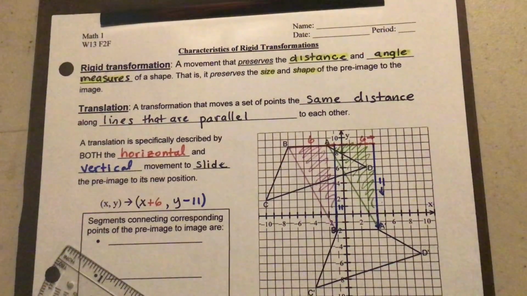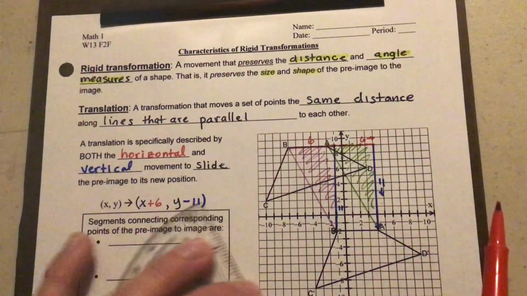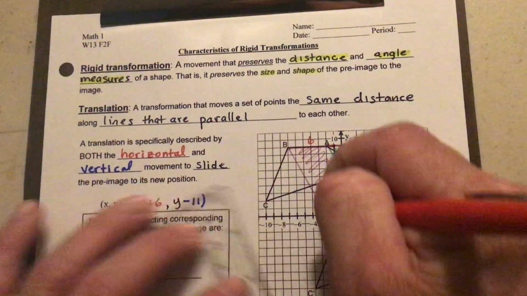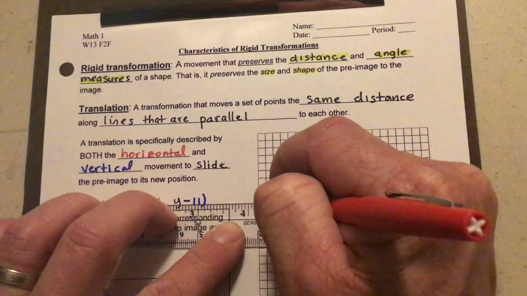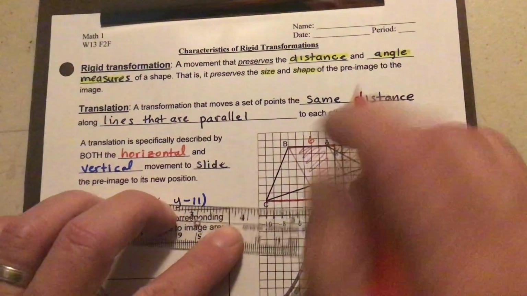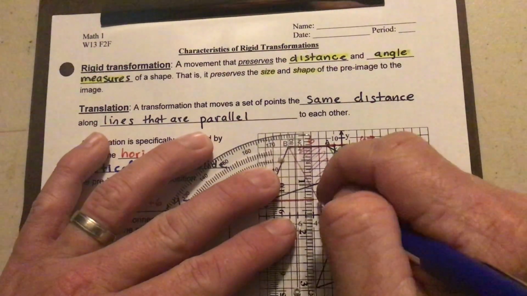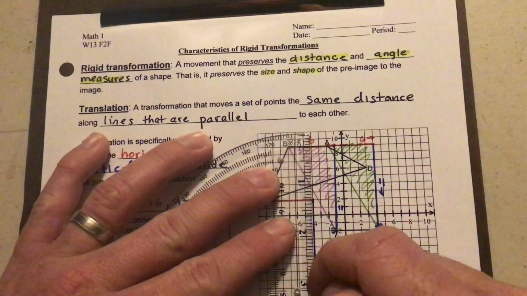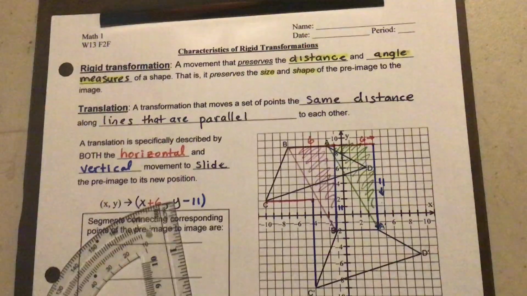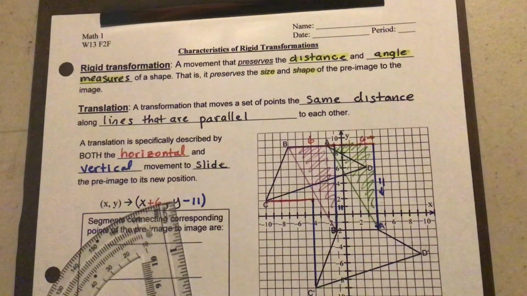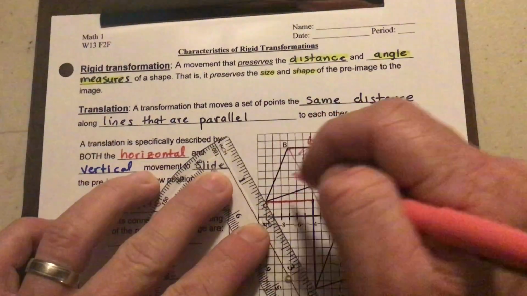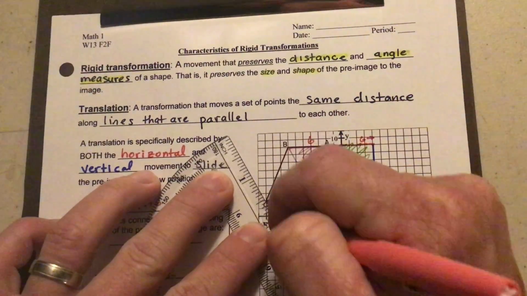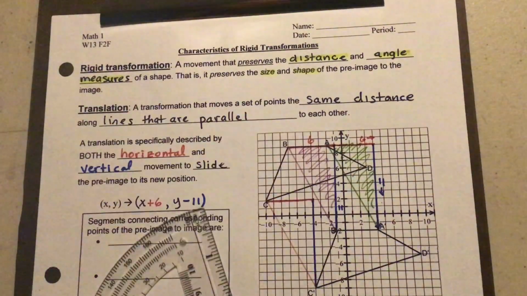If we go at C, C is also going to go right 6, down 11. So let me go on this one. So if we go right 6, 3, 4, 5, 6, and then down 11, we're going to see that we end up in that same transformation. And if we connect the two segments, C and C prime, the preimage to its corresponding image point, we're going to see that this segment is also parallel to the other two we just did.